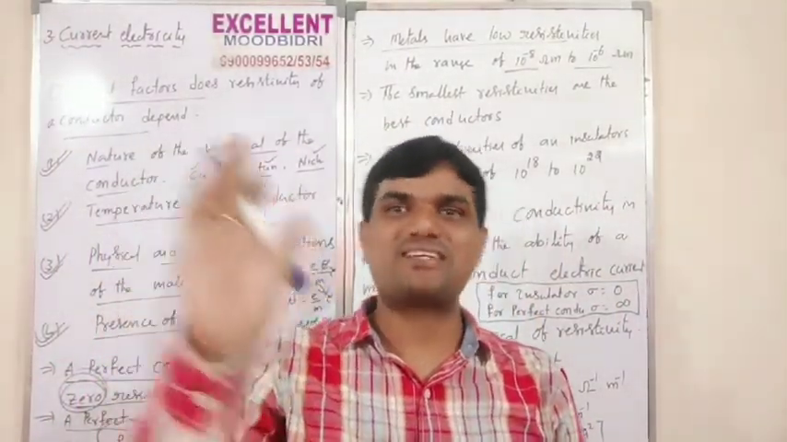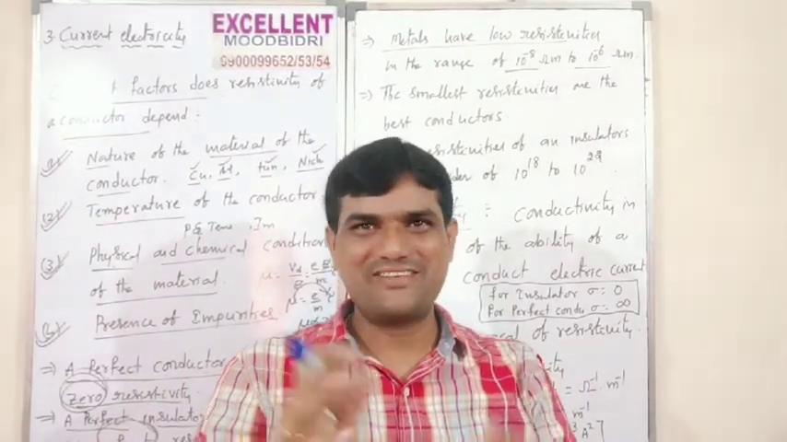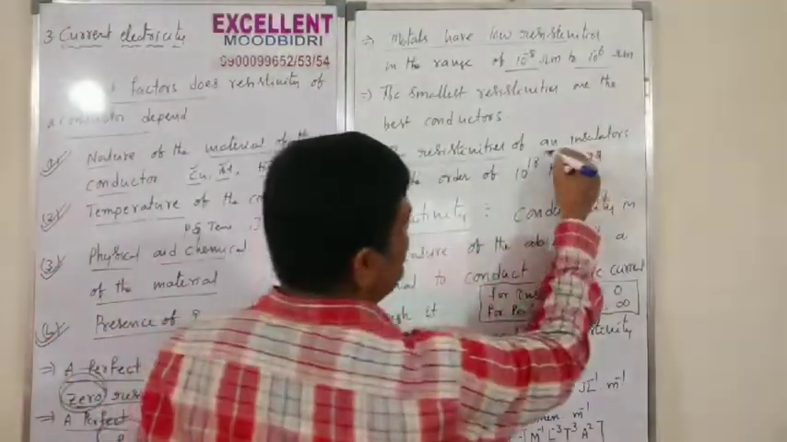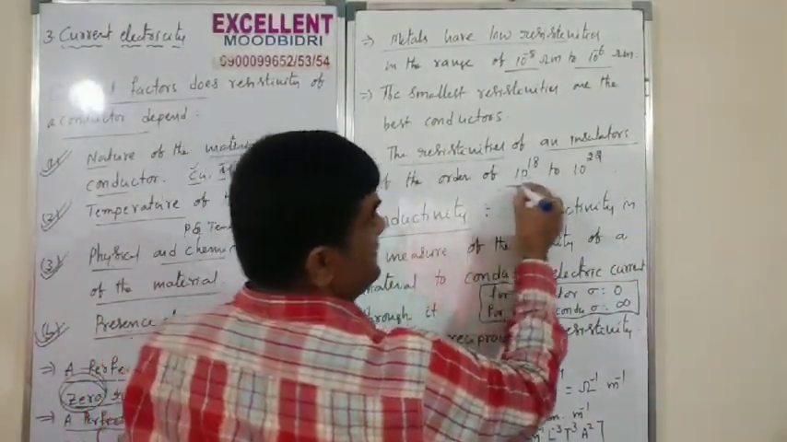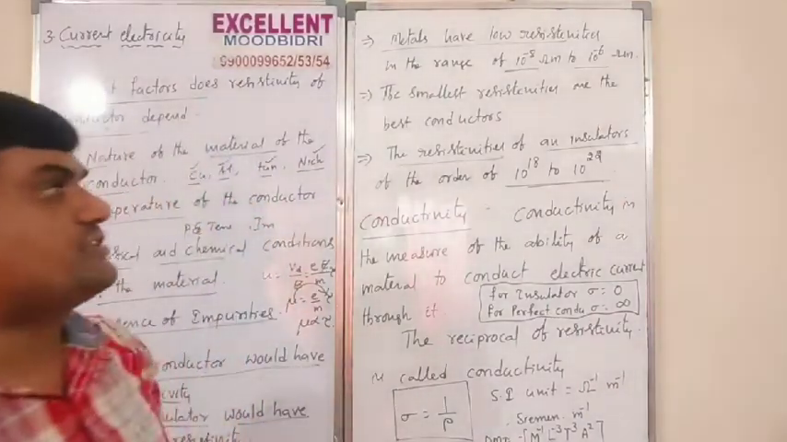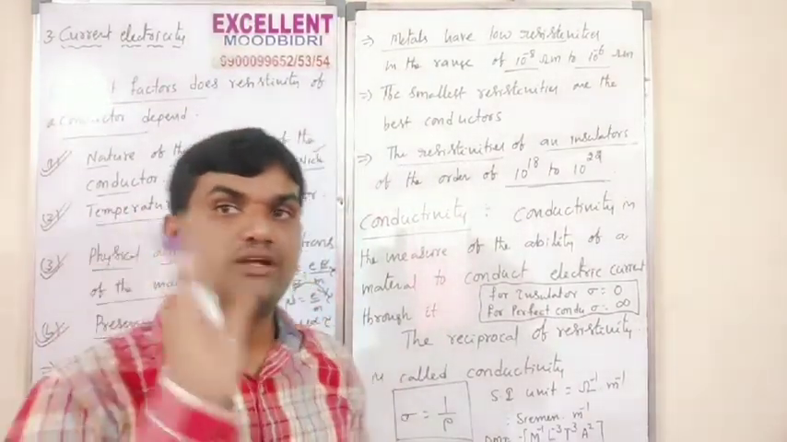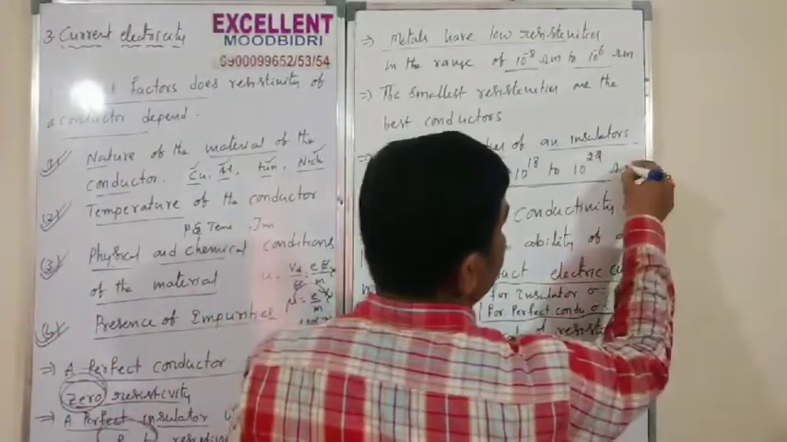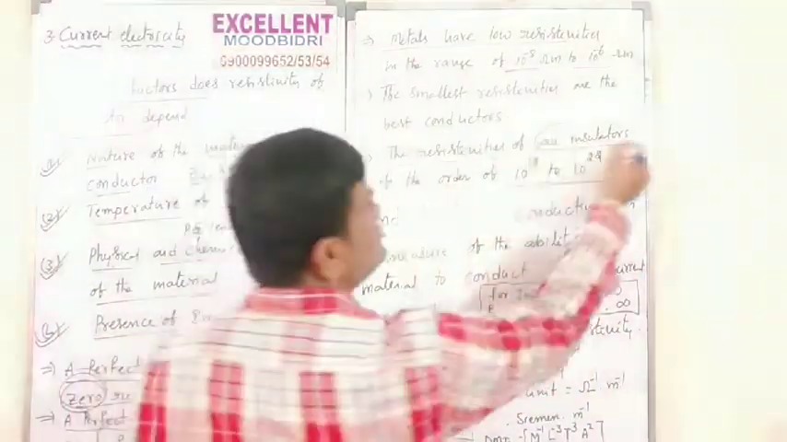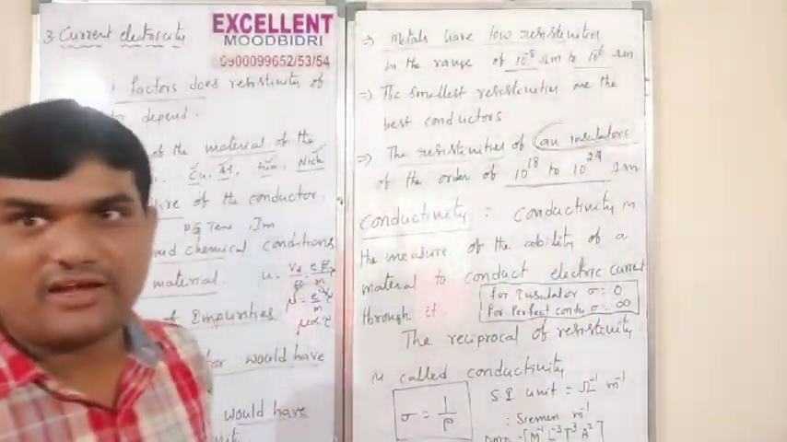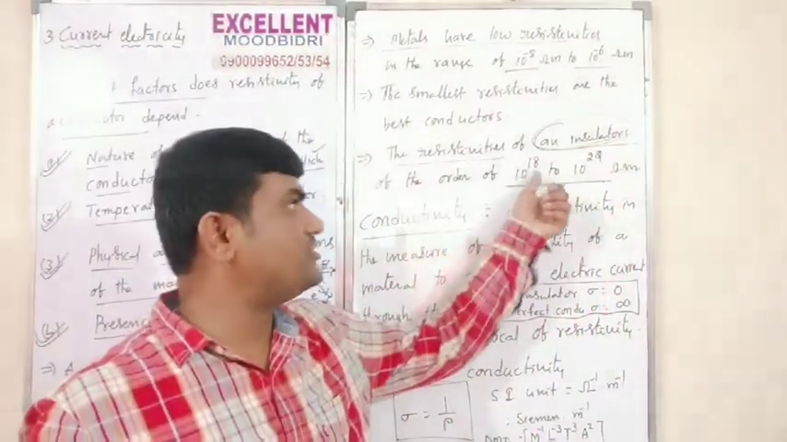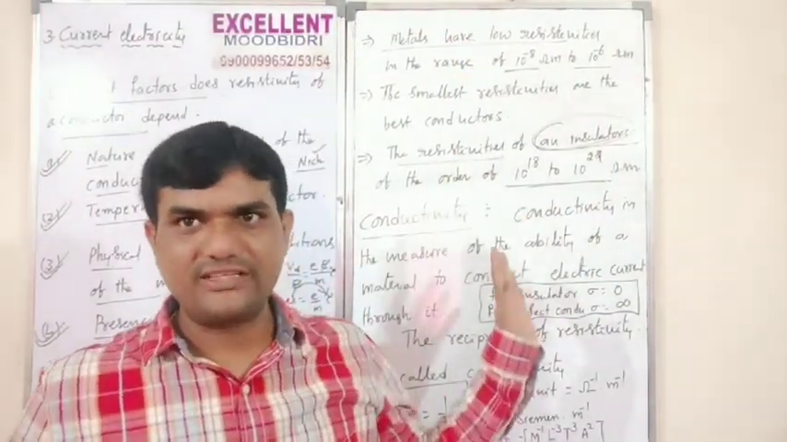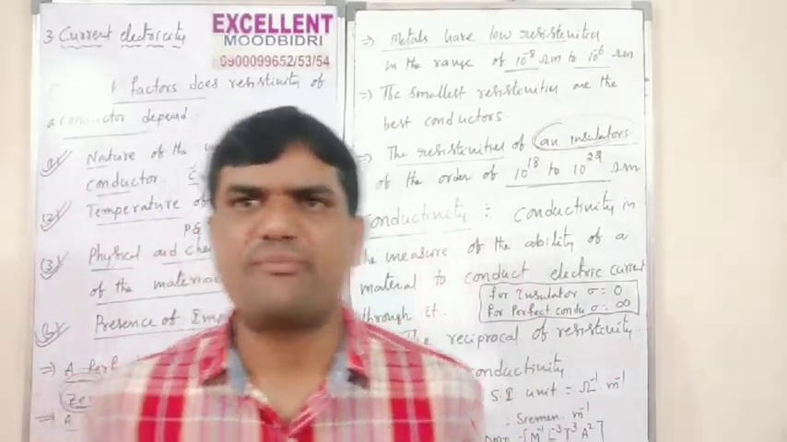These are the best conductors; lower resistivity means better conductors. Similarly, one more point: the resistivity of an insulator is in the range of 10 power 18 to 10 power 22 ohm meter, a very high value. That is the resistivity of an insulator. This is the small information about resistivity.